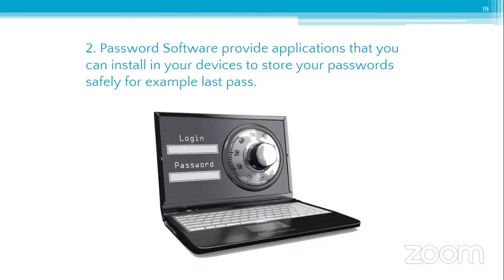As we give the example, there are very many applications that can store your passwords, but here we are just bringing LastPass as an example, and there has been evidence by so many organizations and people across the globe of it being one of the best apps that can store your passwords.